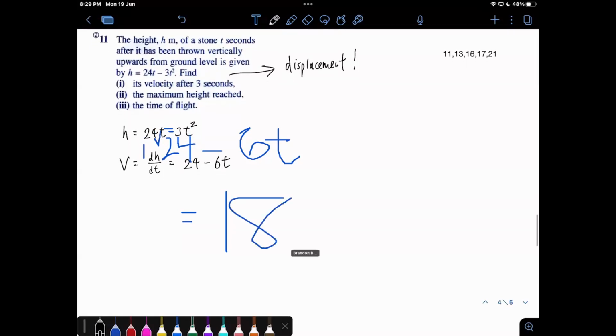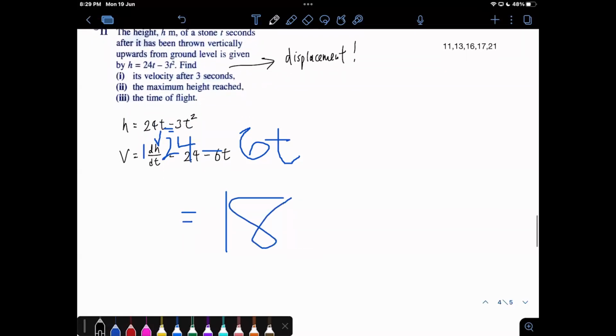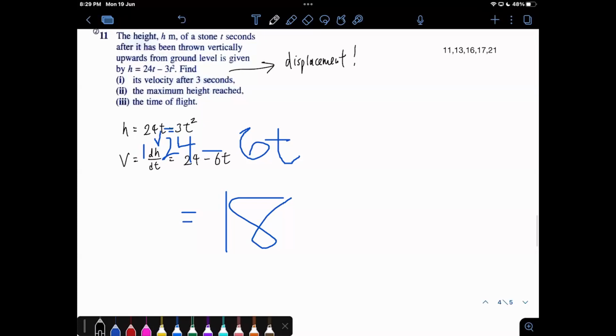Wow, what are you writing with? I'm using the MacBook. Oh, okay. Okay, clear enough. That's good.